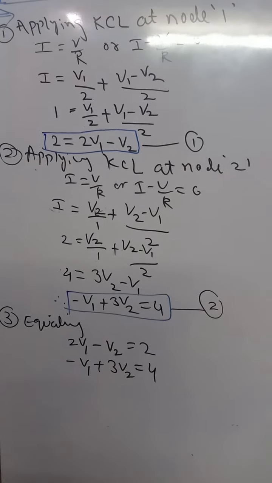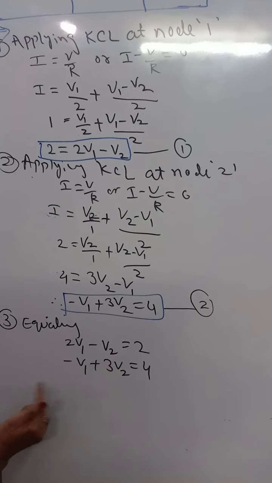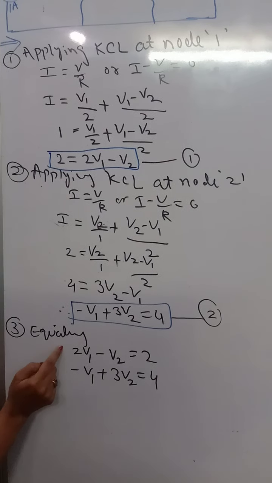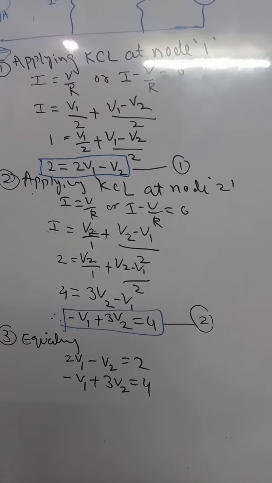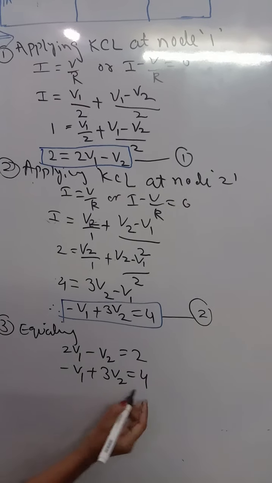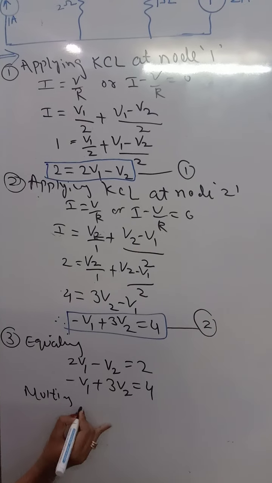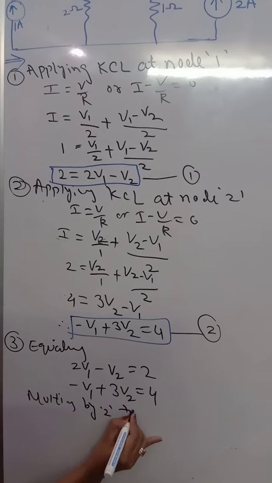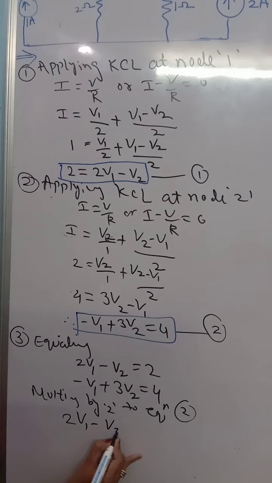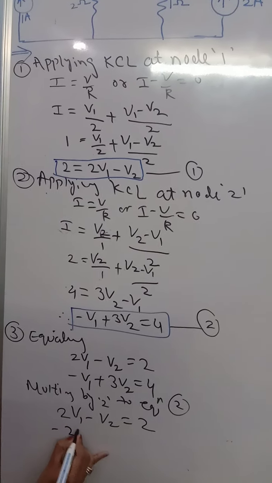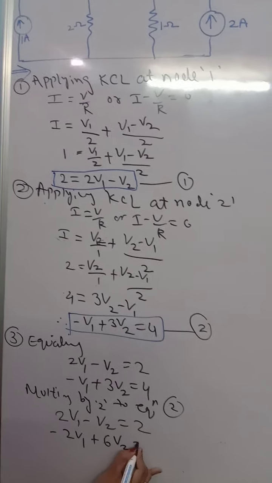One method is Cramer's rule, or with the help of the matrix you may simplify. The other method is to cross multiply with any one of the numbers and cancel. So what we will do, note one sentence here: by multiplying 2 to equation number 2. This is my equation number 2. Just note here, multiplying by 2 to equation number 2. So what will happen here? The equation will become 2V1 minus V2 as it is. Here it will be minus 2V1 plus 6V2 equals 8.